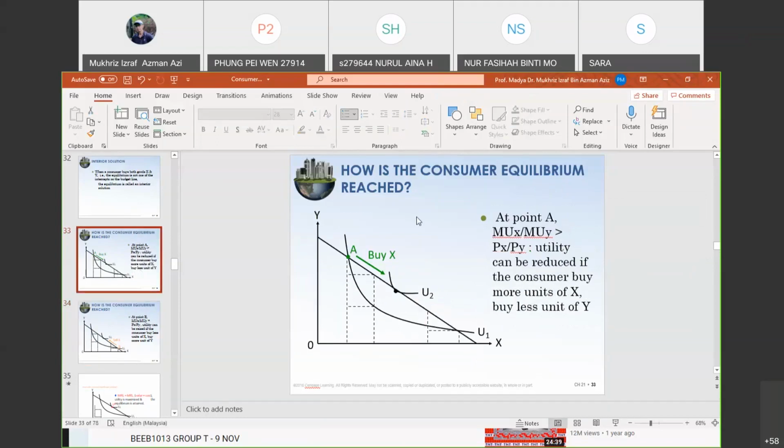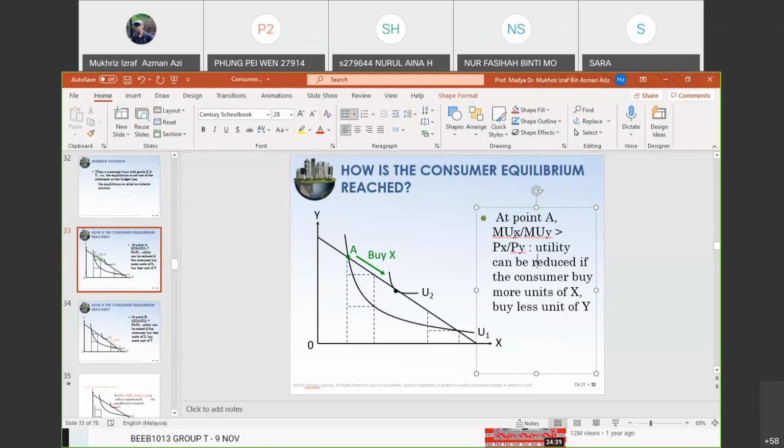So for this slide, when you are at point A, MUX over MUY is bigger than PX over PY. So what you need to do is lower this value, correct? Because now it is bigger than this. This one you cannot change. So in order to be equal, the higher value needs to be lowered. You can reduce this value by buying more of X. Why will buying more of X reduce the value? Because this one is marginal utility. The more you consume, the less MU will be, correct?